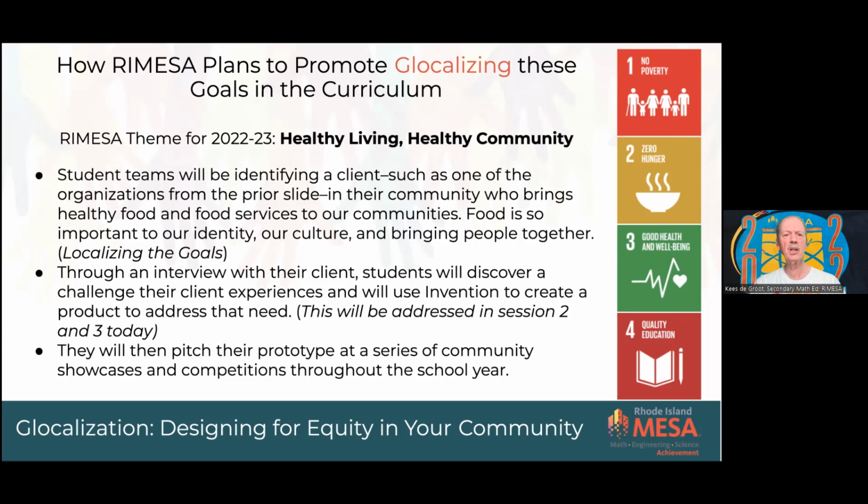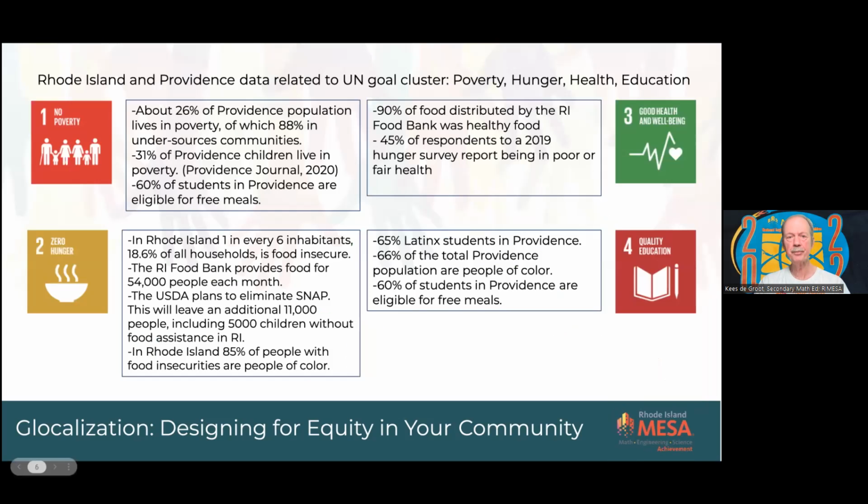Through an interview with their client, students will discover a challenge their client experiences, and will use invention to create a product that addresses the need. And this will be dealt with in great detail in the next session, and also in session 3. Then and now will be more in the spring, they will pitch their prototypes at a series of community showcases and competition. And we hope to hold our state competition sometime next May.